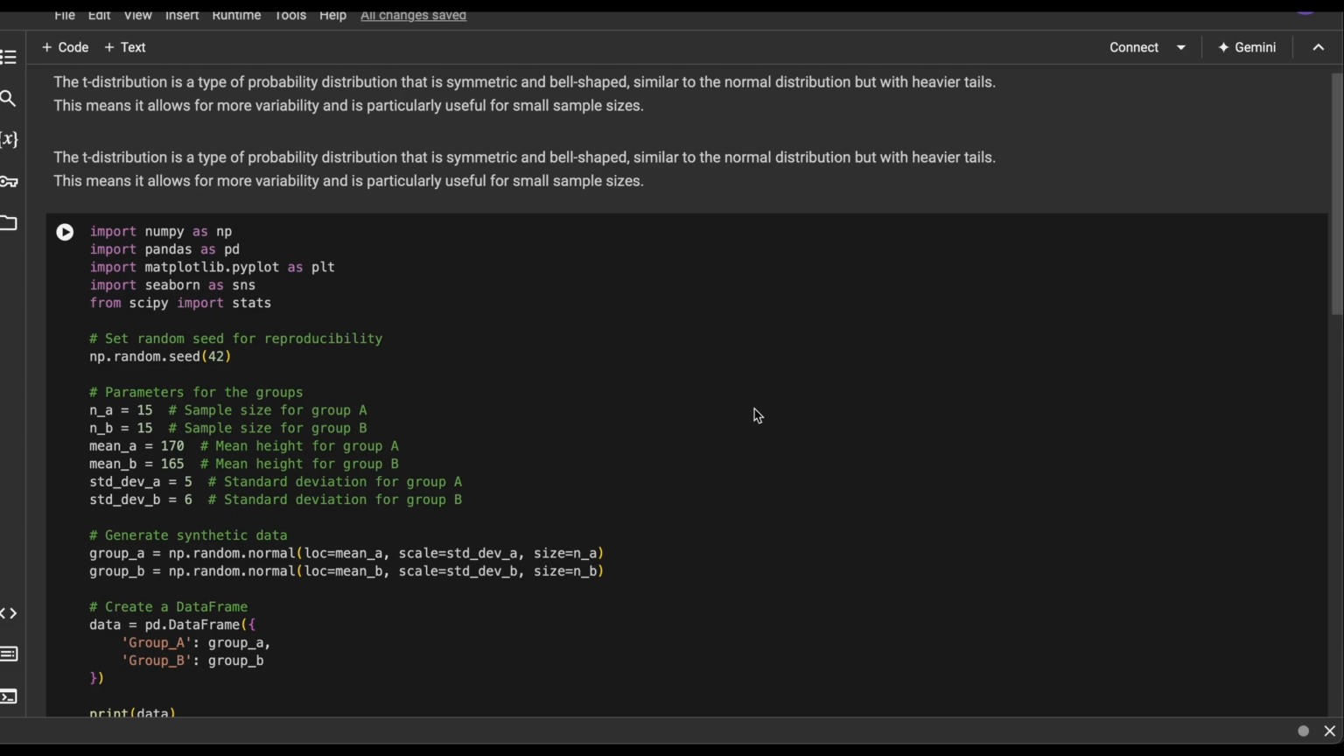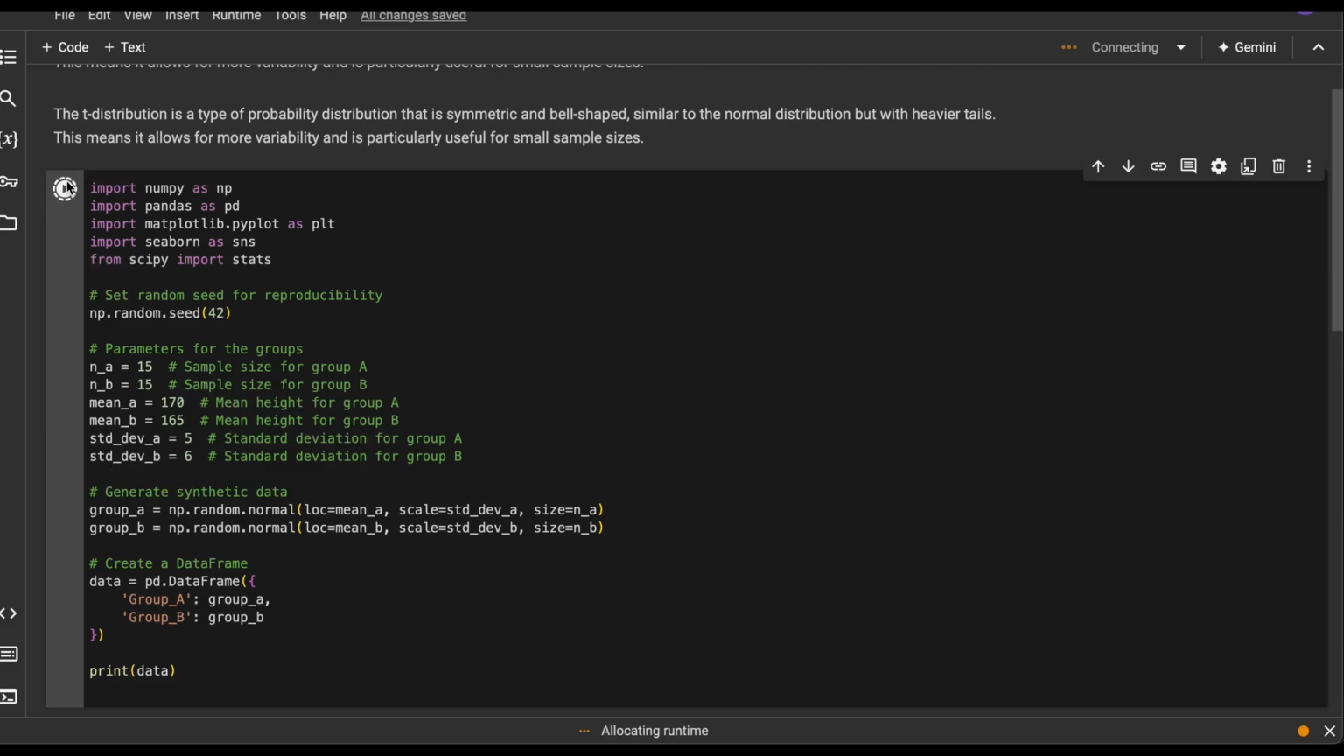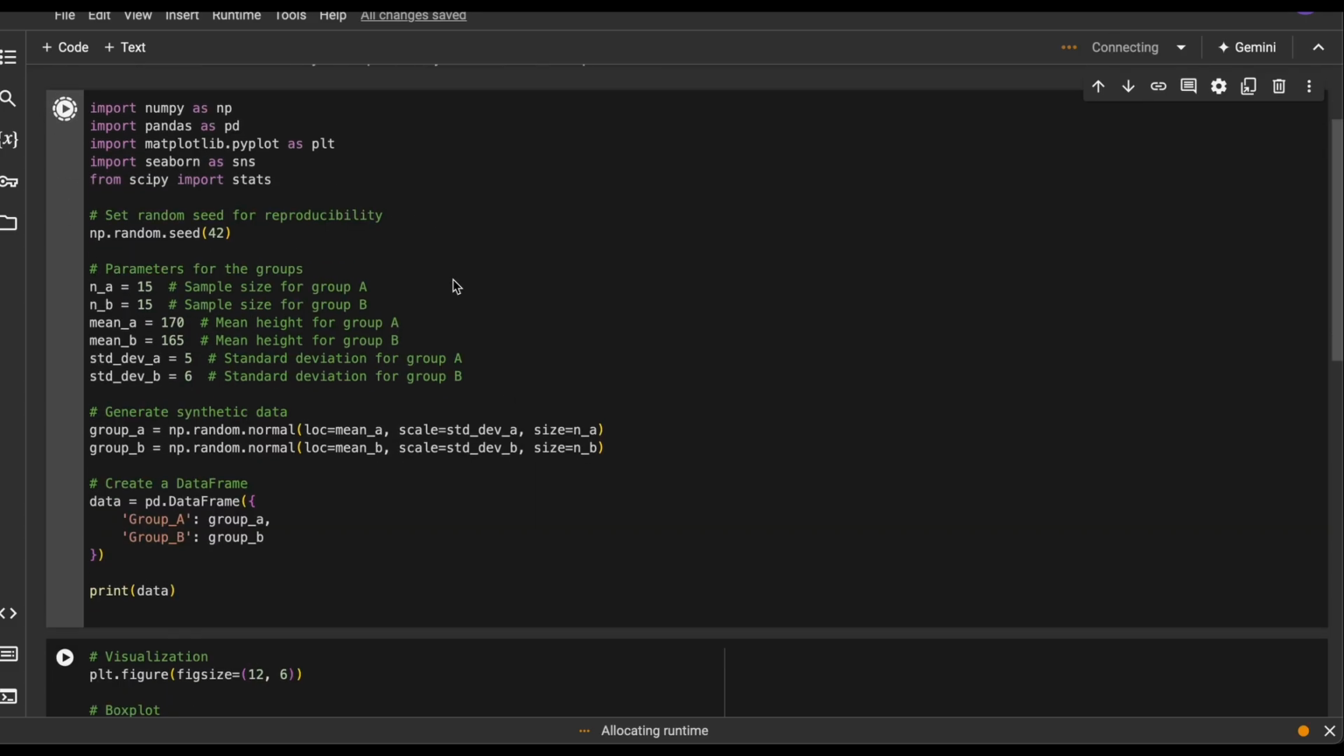In this example, I created a synthetic dataset where the mean height is 170 and the standard deviation is 5. I generate samples of size 15 in each of two groups, group A and group B, then place them in data frames for better understanding. Then I run it.